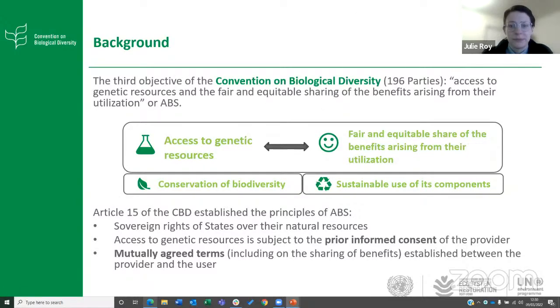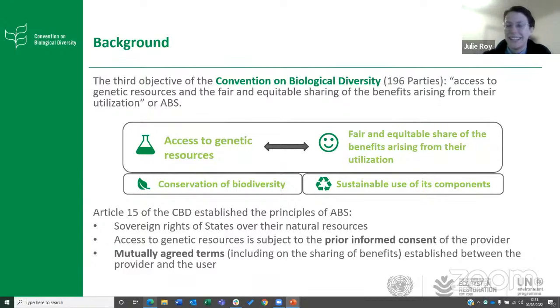Next slide, please. Very quickly, ABS is the 3rd objective of the convention. It does seek local impact at the local level, contributing to the other 2 goals of the CBD. So we have the 3 pillars of the convention, which includes ABS. The principles of ABS are established in Article 15 of the CBD.